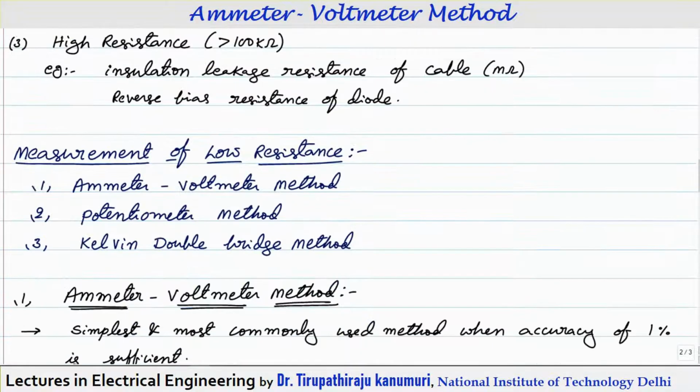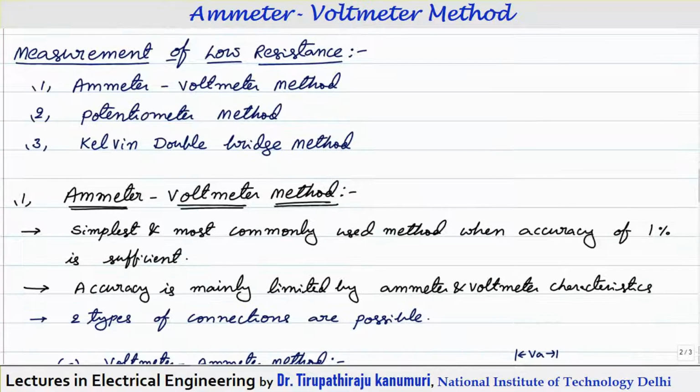Today we are going to discuss the measurement of low resistance. Low resistance can be measured using the ammeter voltmeter method, the potentiometer method, or the Kelvin double bridge method. Let us start with the ammeter voltmeter method.